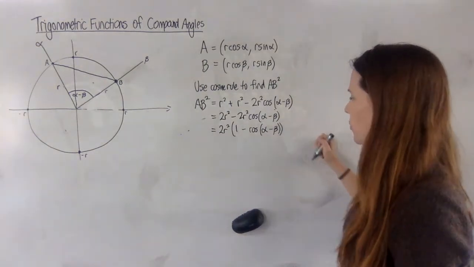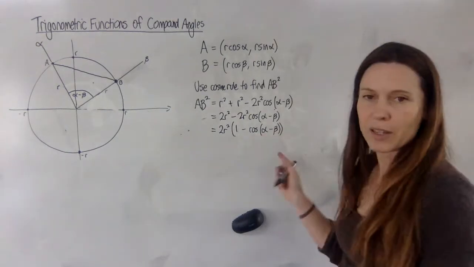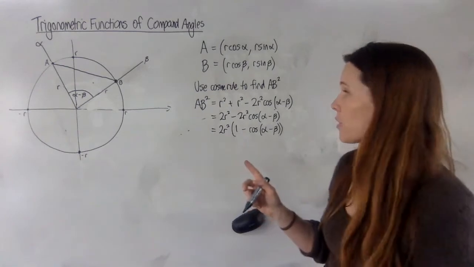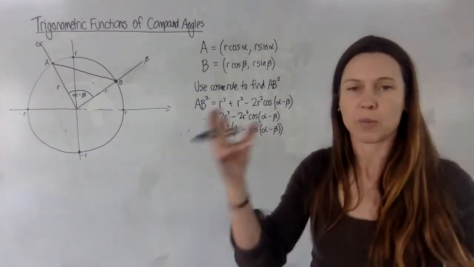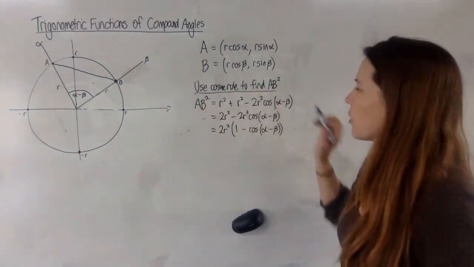Okay, now what are we going to do with that? Well, at the moment, not much. We don't know what r is, and we don't know what alpha and beta are. So we've got here a recipe for finding AB squared. But what we want is to find 2 different recipes so that we can equate the 2 together. Okay, so we need now another method, not the cosine rule.